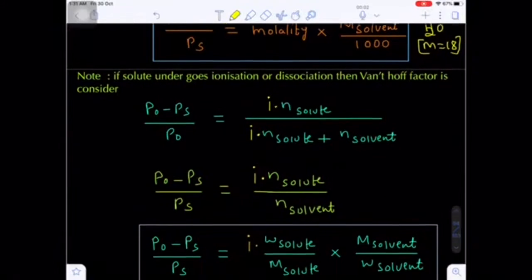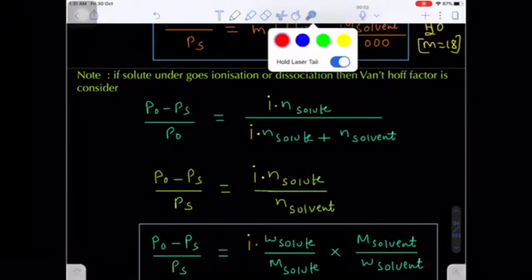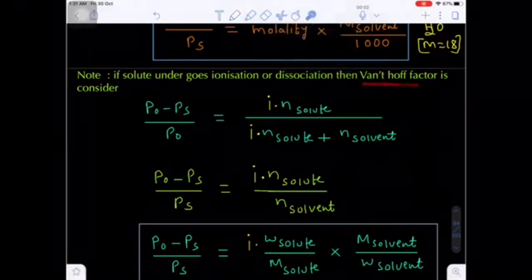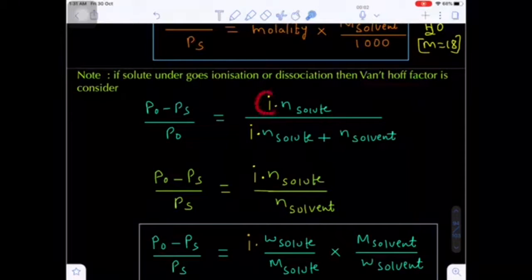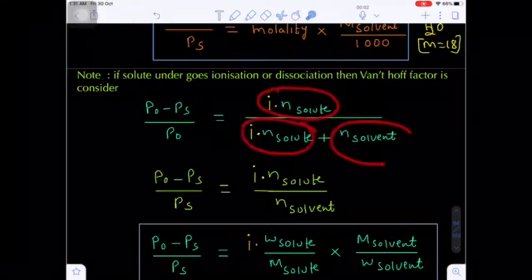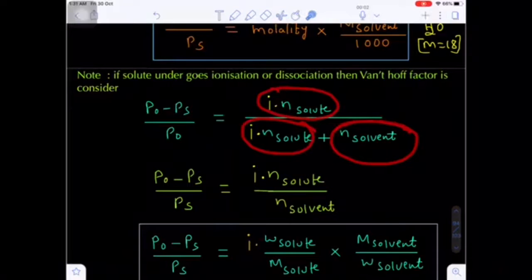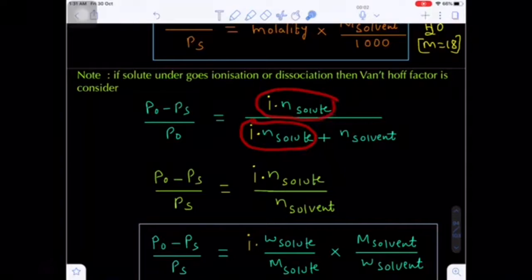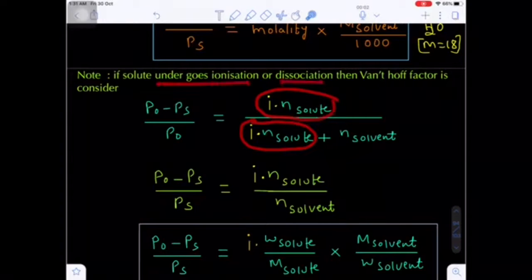Note, if the solute undergoes dissociation or association, then we have to consider the iota, that is the Van 't Hoff factor. Yes or no? So the Van 't Hoff factor will be included with the number of moles of solute only. That's why iota into number of moles of solute, divided by number of moles of solute plus number of moles of solvent. Remember, here we are not multiplying the iota with the number of moles of solvent. We are multiplying the iota, the Van 't Hoff factor, with only the number of moles of solute, because solute only undergoes ionization or dissociation. Yes or no? Now this will be the RLVP.